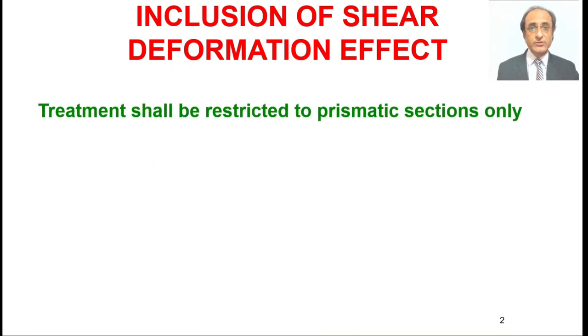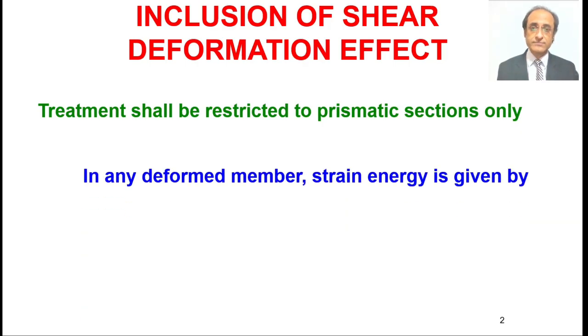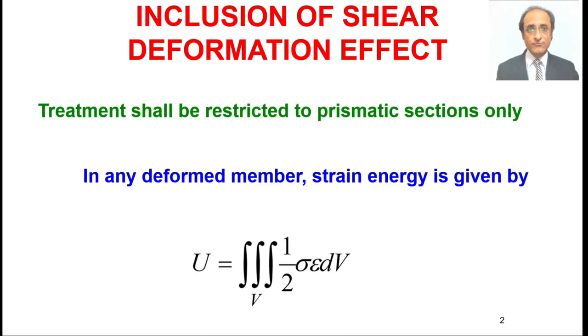Let's see that. We assume that our treatment is restricted to prismatic sections only. In the case of non-prismatic sections, we have already seen how we incorporate the effect. However, for the shear deformation case, we assume that our sections are prismatic in nature. Now, in any deformed structural member, the strain energy is made up of a number of components such as axial deformation, bending mode, torsion mode, and shear mode. The most generalized form of the expression for strain energy is this.